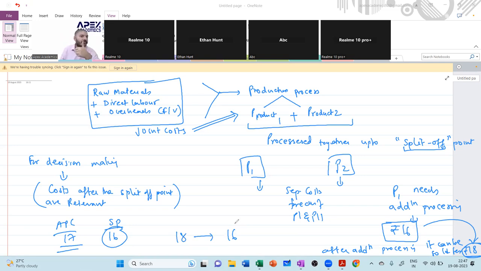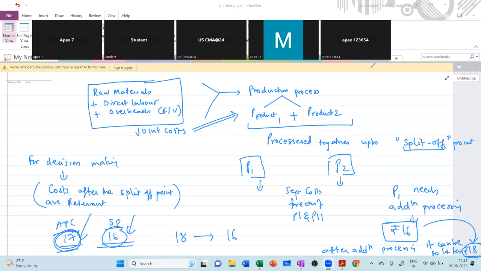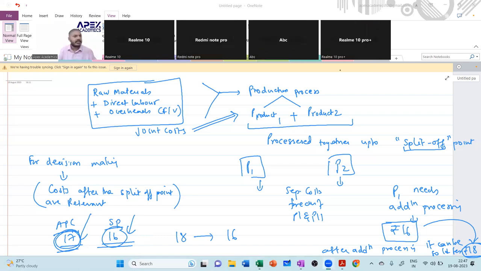Yes or no? Give me a thumbs up if you have understood. What am I saying? I am saying that your selling price is 16 and your additional cost is 17. How can you recover 17 when you are selling it for 16? It's a suicide. Are you understanding this? Any responses, guys? I'm not getting any responses. Yes, sir. Keep me informed that you're understanding, right?